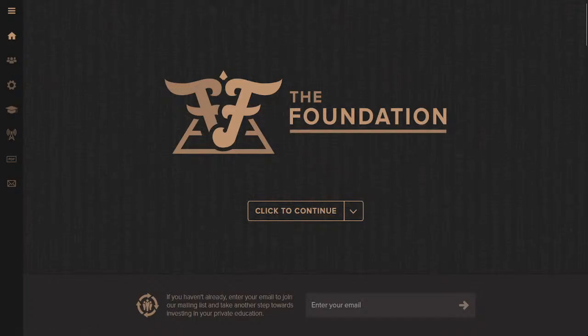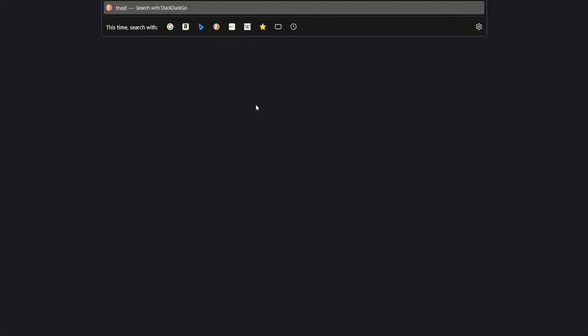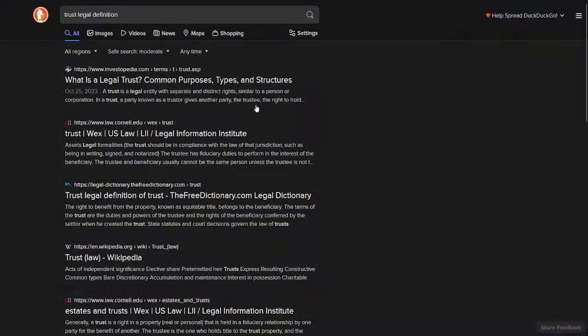But we're going to do this straight up how I do it. So, first of all, what is a private trust? I think the first thing we need to do is look at the definition of trust. So let's just type in trust and legal definition. This is how I do it, so you guys are going to come with me as I do this.